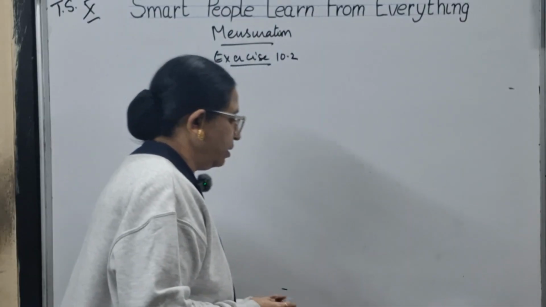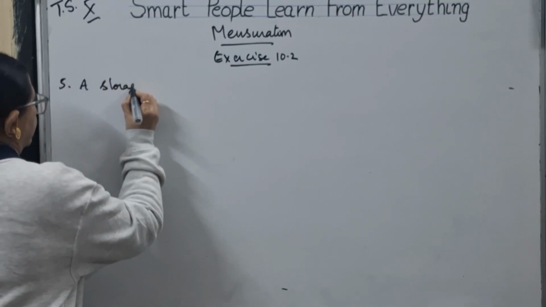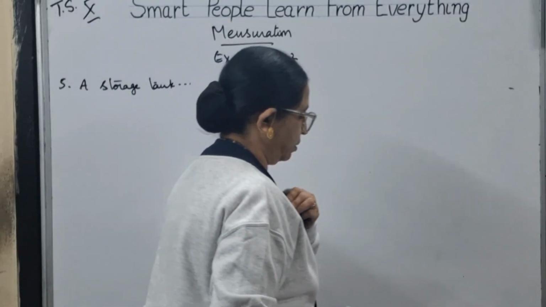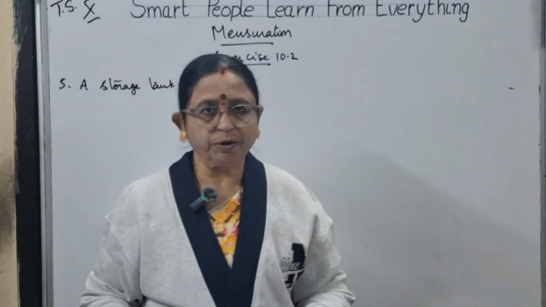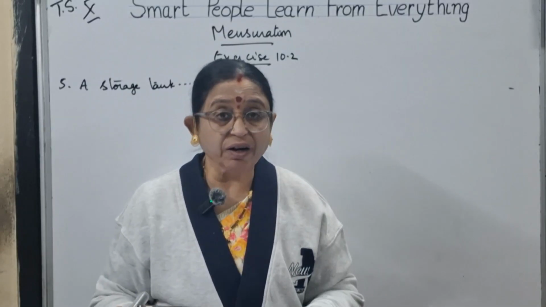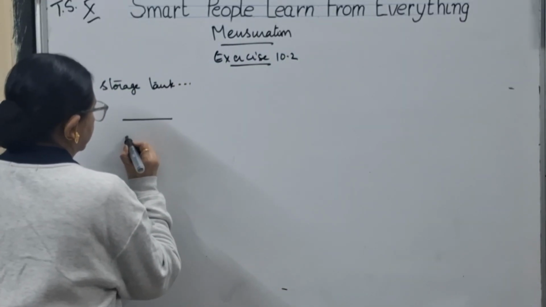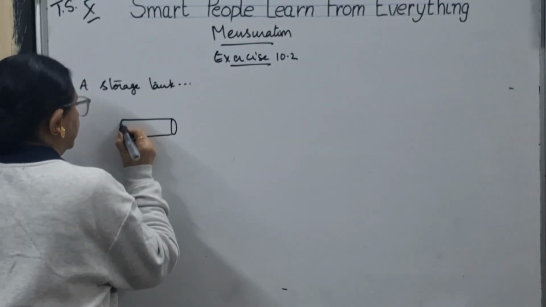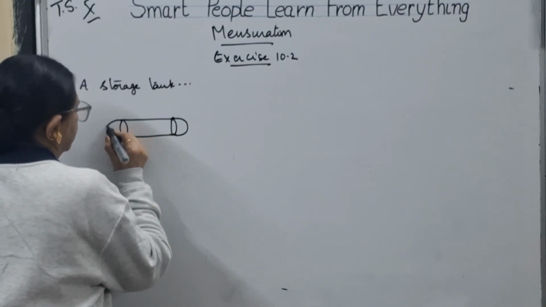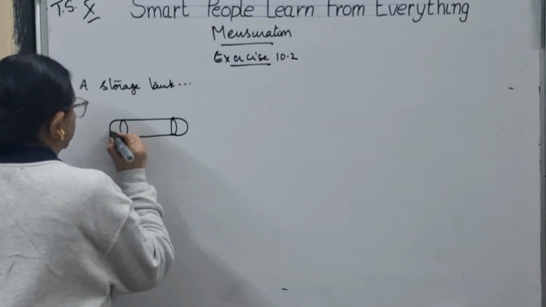Now, fifth problem, children. A storage tank consists of a circular cylinder with a hemisphere stuck on either end. There is a circular cylinder, with hemispheres stuck on either side. So it is like this.